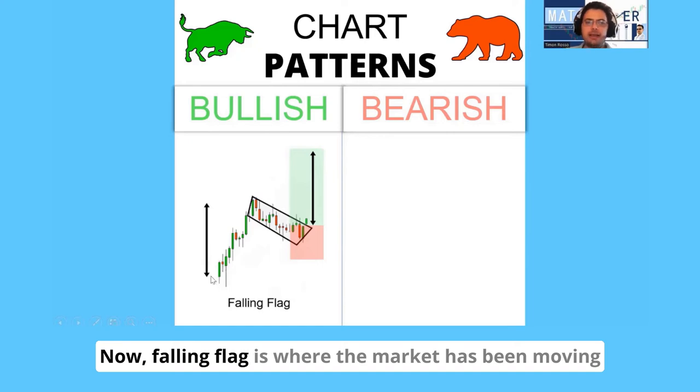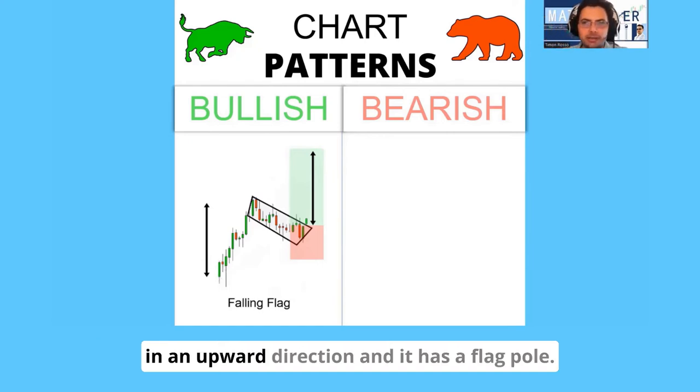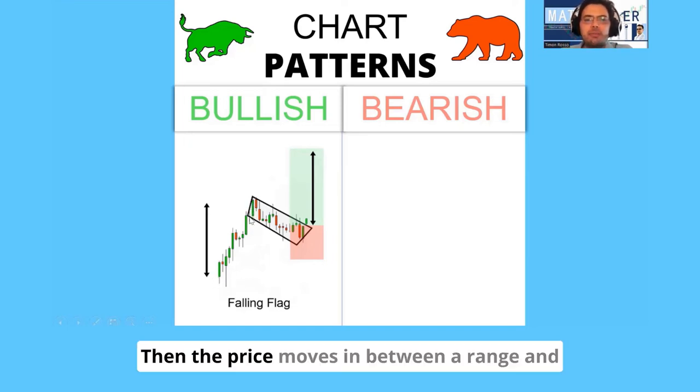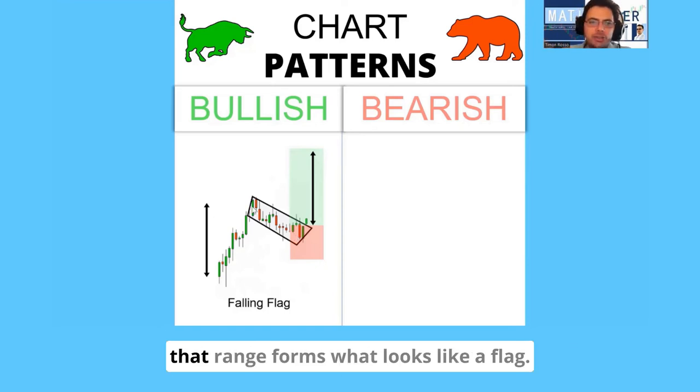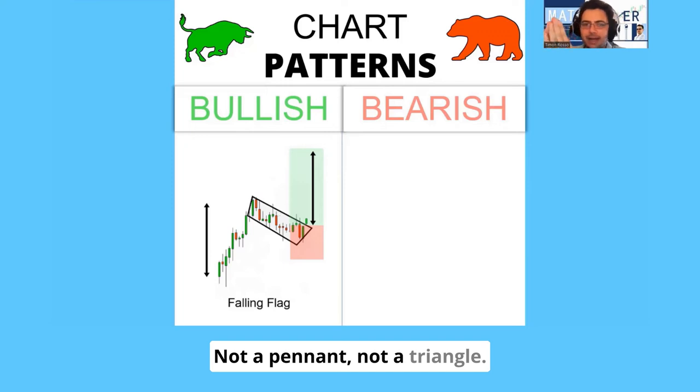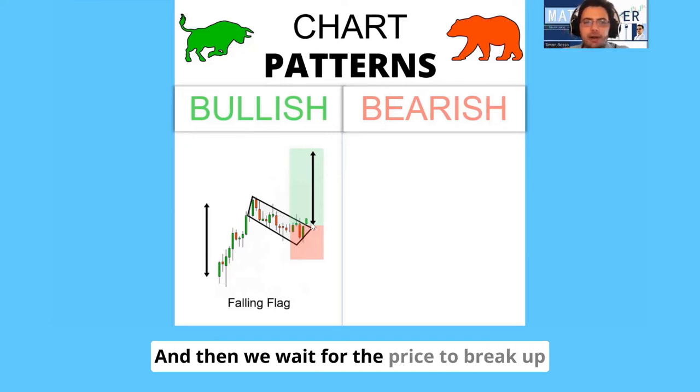Now, a falling flag is where the market has been moving in an upward direction and it has a flagpole. Then the price moves in between a range, and that range forms what looks like a flag. Not a pennant, not a triangle. And then we wait for the price to break up and out of the flag formation.